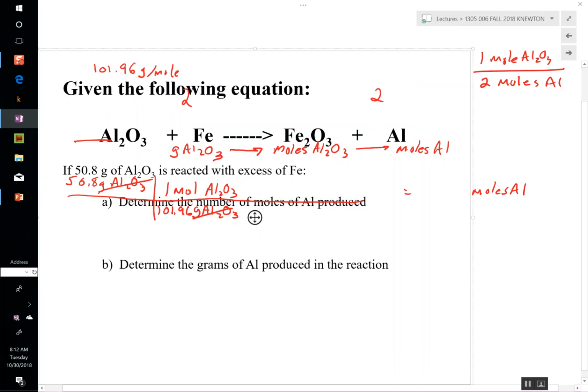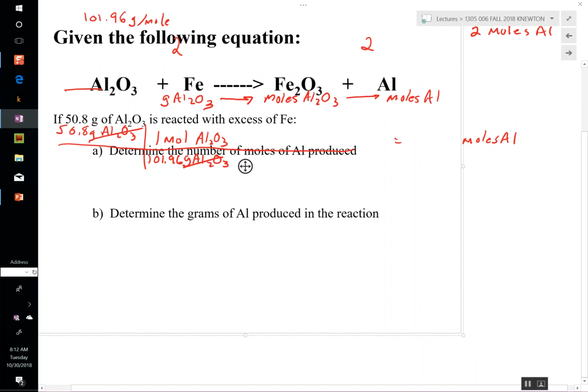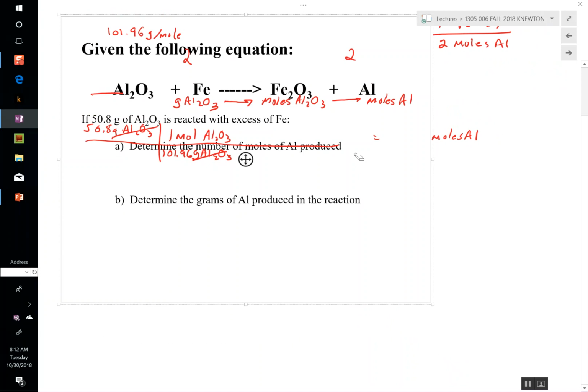All right, and that gets me to moles of aluminum oxide. That's not my answer. What happened? How did that move? How did that actually move? That's funny. It moved the slide, but it didn't move everything together. Sorry about that.